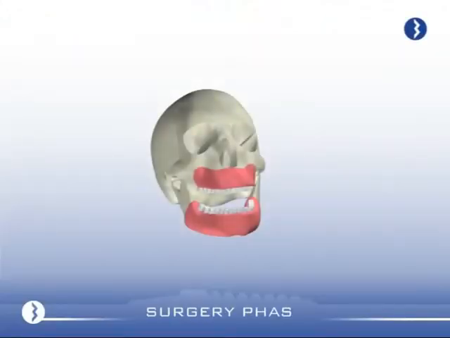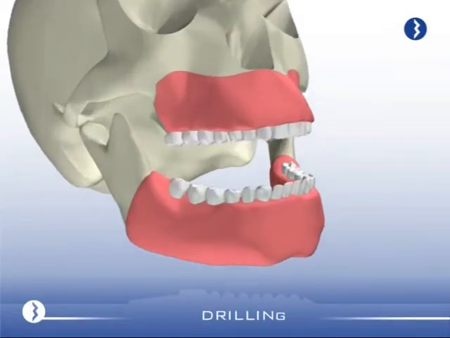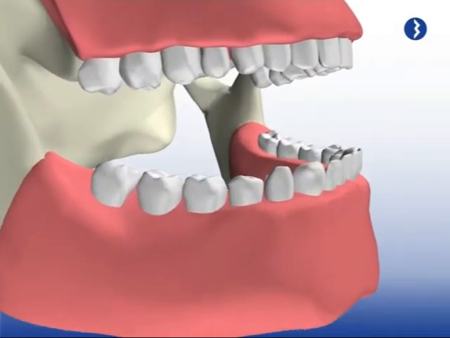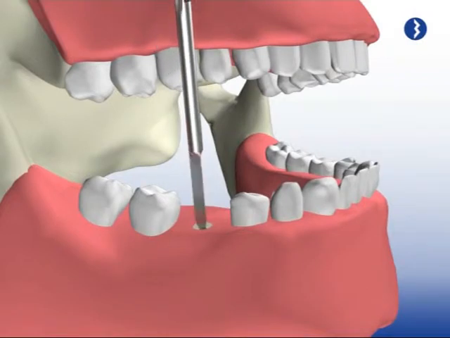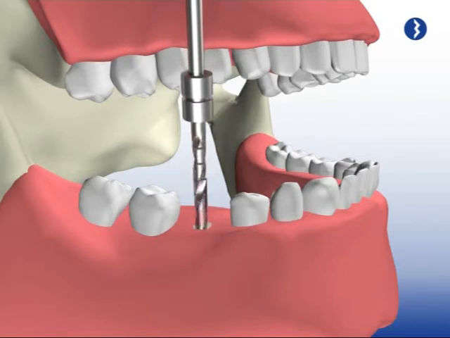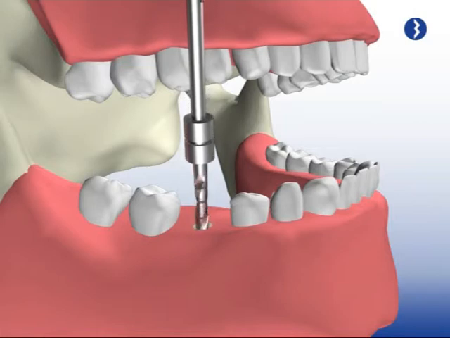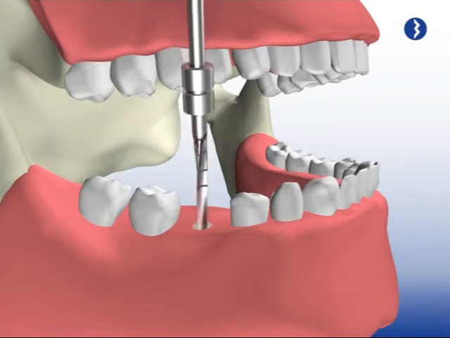Drilling surgery phase. The drilling process is a fundamental phase in implant implementation. There are many important factors to be considered when drilling properly. Such factors as drilling speed, drill type, torque, refrigeration, intermittence, etc. will help us obtain a successful implant.